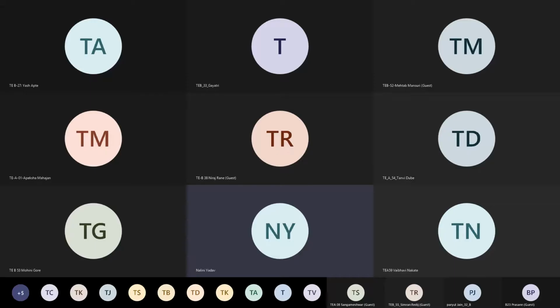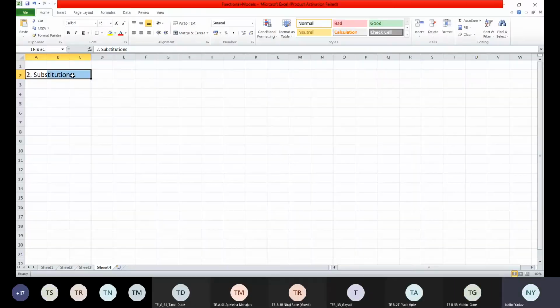Let's start with the substitution feature. What does this say? In substitution, we try to explain that we can define one function in terms of another function. So evaluation of such functions can be done through the substitution. Sometimes the substitution helps to simplify the computation.